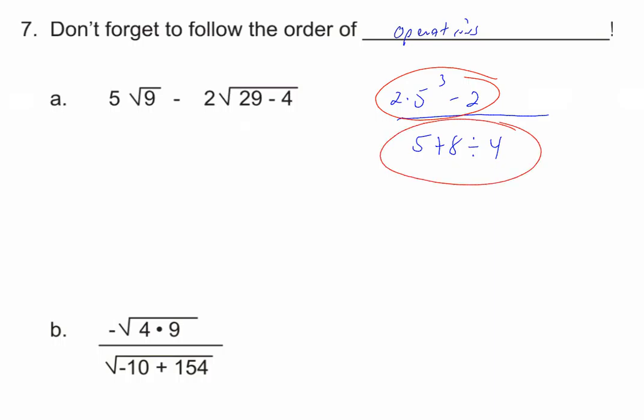What order do you follow in the top? The order of operations. We should all have this in our head always: exponents, then multiplication and division left to right, and then addition and subtraction left to right. So we would do 5 cubed. 5 times 5 is 25 times 5 is 125. Then 2 times 125 is 250. Then 250 minus 2 is 248. That would be our top, right?